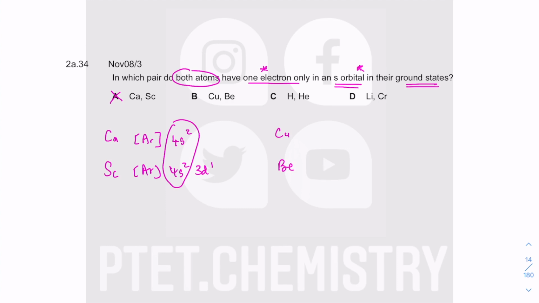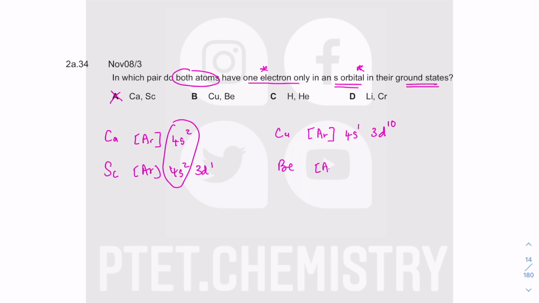Copper and beryllium. Copper has a unique electronic configuration in the sense that it is not 4s2 3d9. It's not this because it would much prefer paired electrons in the 3d orbital. They repel less than the paired electrons here. So what we do instead is that you only have 1 electron in the 4s, and the other electrons are promoted to the 3d because they repel less being paired up in the 3d orbital compared to being paired up in the 4s orbital.